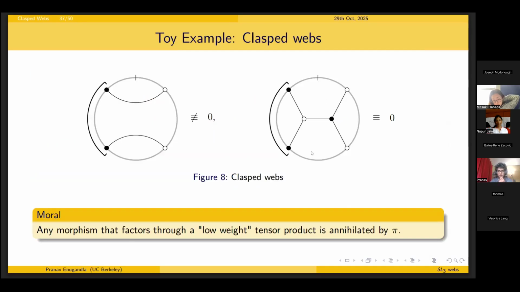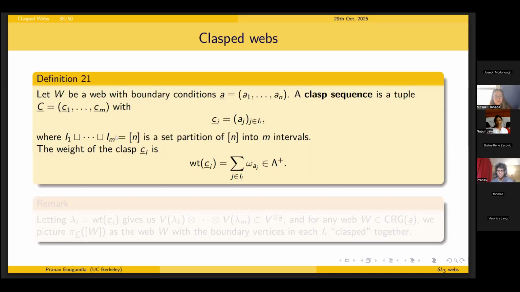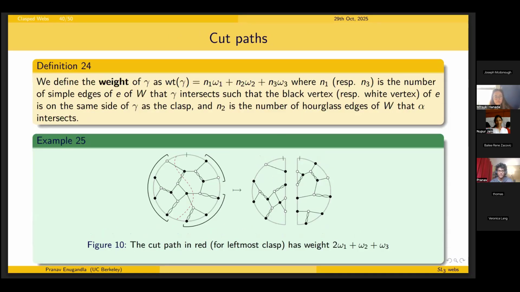I'm just going to go back a bit. If I look at this example, that's exactly what's wrong with this graph on the right, where I have two boundary vertices on the left in this clasp, but I can cut through vertically by cutting through only one edge. And the cut path has a lower weight than the clasp itself. And that's exactly what went wrong. The graph on the left doesn't have this issue because if I draw any cut path here, it's going to intersect both these edges, and that's a large enough weight for me to be able to factor this representation through.